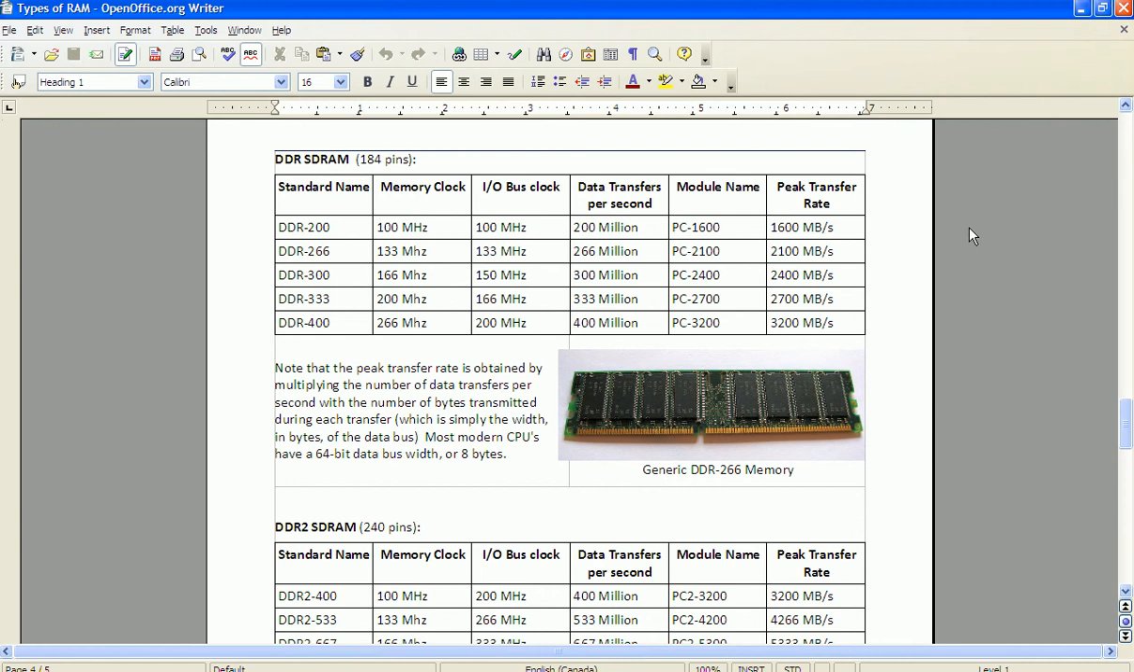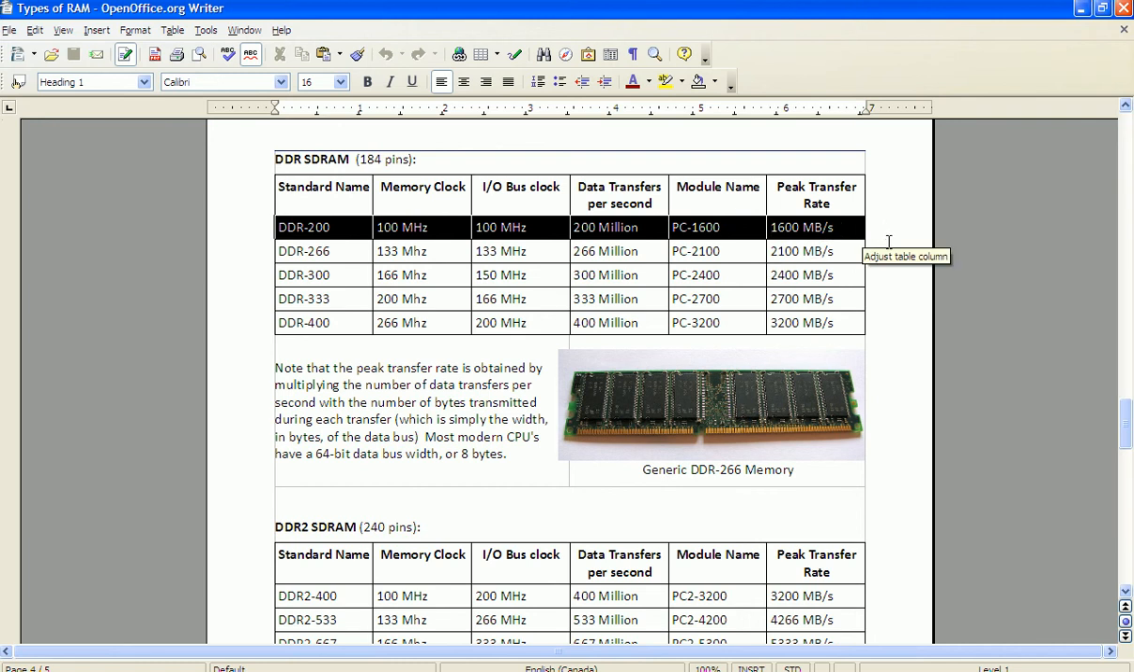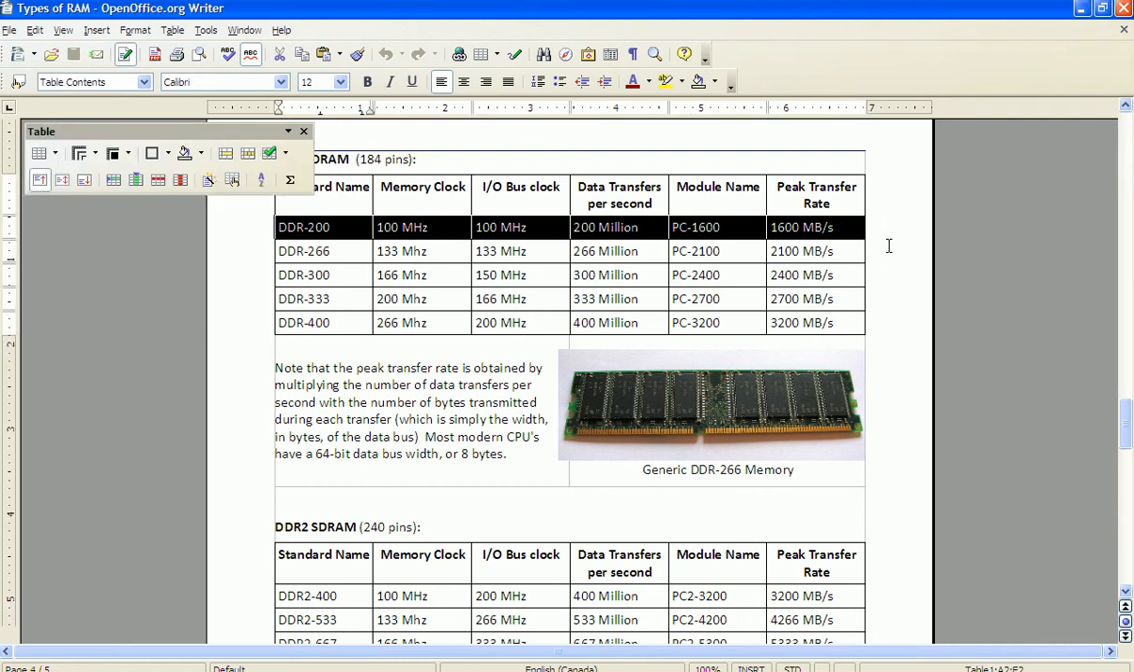So for example, if I take the first column in this table, I'll use that as the example. If you have a double data rate, or DDR, of 200, so you have 200 million transfers per second of 8 bytes per transfer. You have 200 million times 8 bytes, which is 1600 million bytes being transferred, which is 1600 megabytes per second peak transfer rate. So that's how you would read this row in this table.